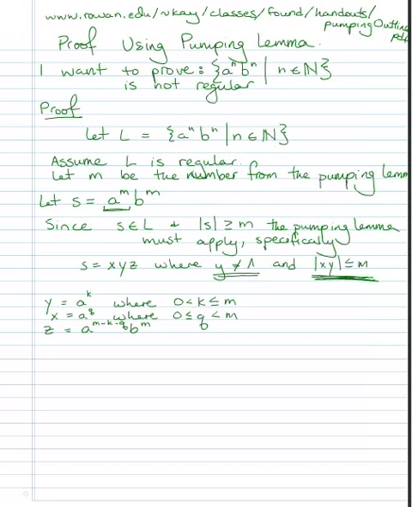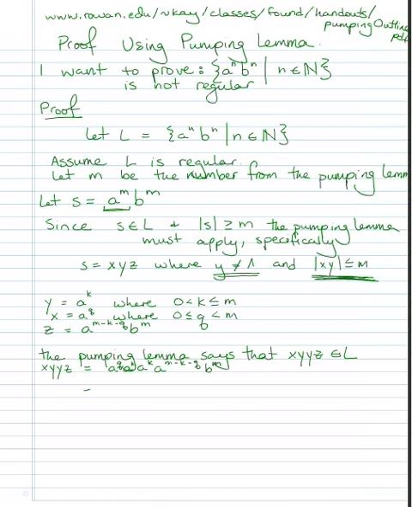Okay, well, now that we know that, the pumping lemma says that XYYZ is also in my language. Well, what's XYYZ? XYYZ is a^Q followed by a^K twice, right? There's my two Y's. Followed by Z, which is a^(M-K-Q) b^M.